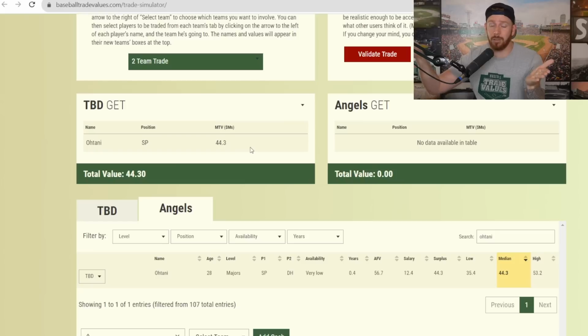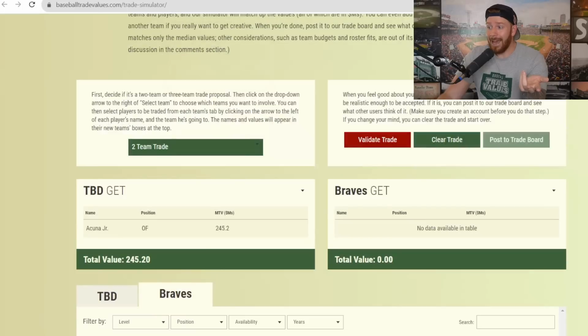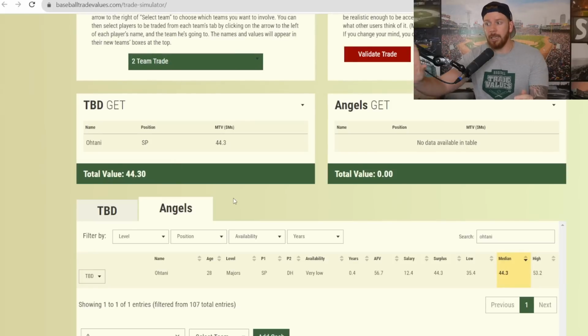But this is Shohei Ohtani we're talking about here, an amazing hitter and an amazing pitcher. Just to give you a comparison, someone like Ronald Acuna Jr. is going to be way more than this because, first off, he's a fantastic player, but he's under a lot of control. He is under control until at least 2028 because of the club options, but he's also making very little money, $12.5 million on average per year. So if you take a look at his value, you're looking at $245 million. You can see why he would cost a ton to get, but for simply just 2 months of Ohtani, that is quite a bit.